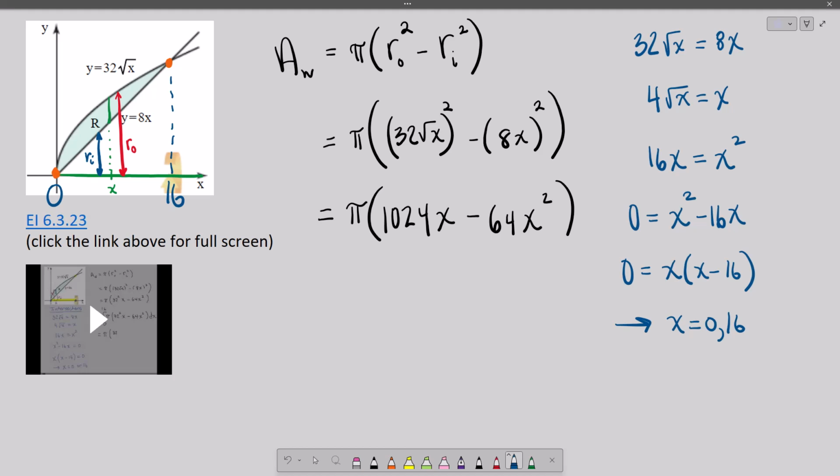So there's a washer for each of these representative rectangles from 0 to 16. And if we plug in 0 or 16 here, we should get 0 for the area of the corresponding washer. So if you plug in 16 right there and square it and multiply it by 64, you should get 0, which you can check if you have any doubt. So the volume will be the integral of this area function with respect to x from 0 over to 16.